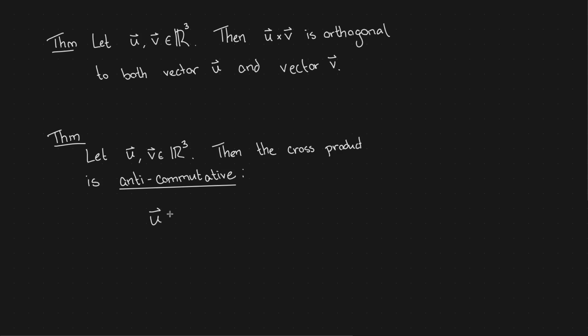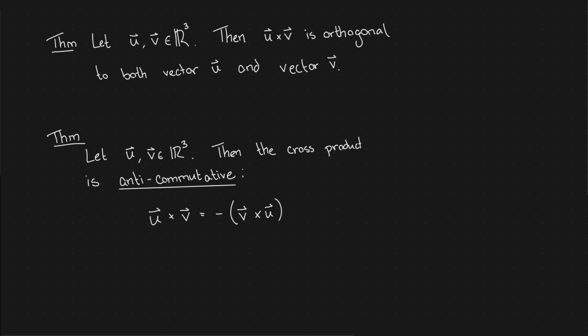If I take the cross product of U cross V, that is equal to the negative of V cross U. That is, if I commute the two vectors, if I flip them around, I get the negative of what I started with. So it's not commutative, because if I flip them around, I don't just get the same thing. It's anti-commutative. If I flip them around, I get the exact opposite, the negative. Okay?